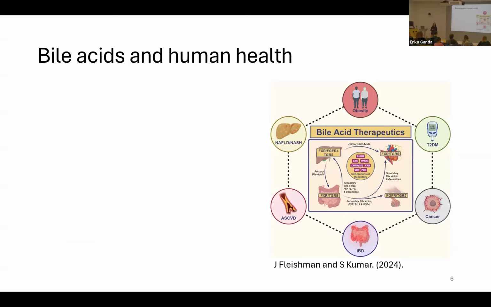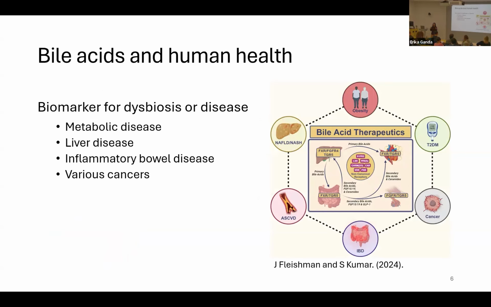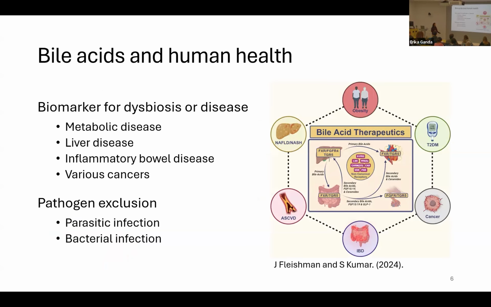And so it's no surprise that bile acids have been identified as biomarkers and therapeutics in many different systems in the body, through metabolic disease like type 2 diabetes, but also with liver disease, MASH, IBD, and various cancers of the gastrointestinal tract. And you maybe have even heard of bile acids as a way to exclude Clostridioides difficile infection, and even some parasites. The excystation is impacted by the presence of bile acids.